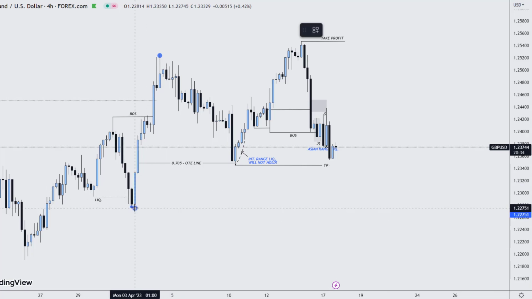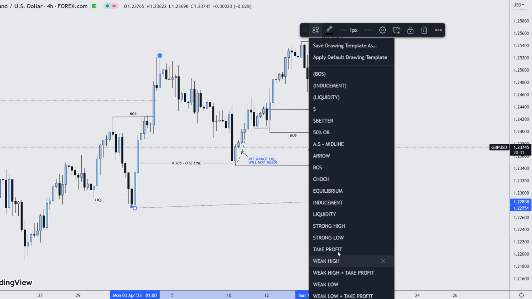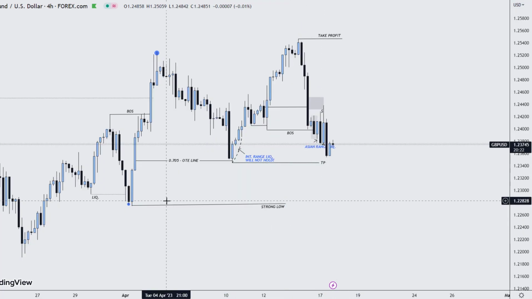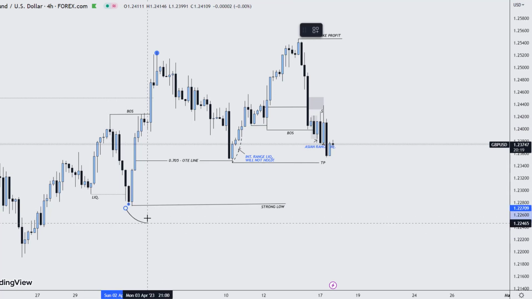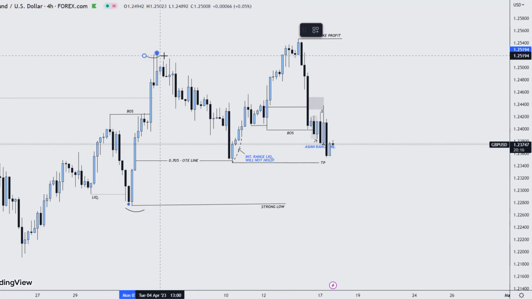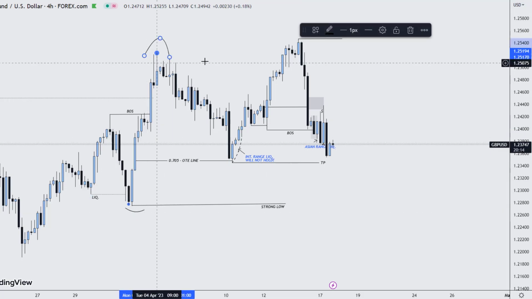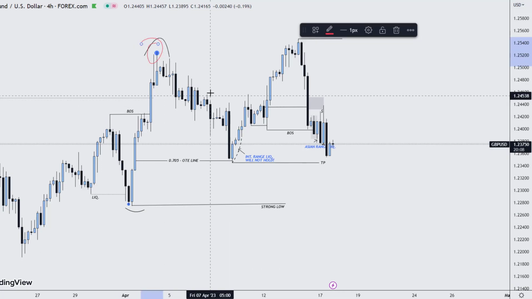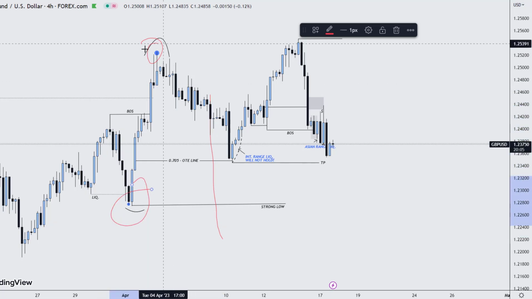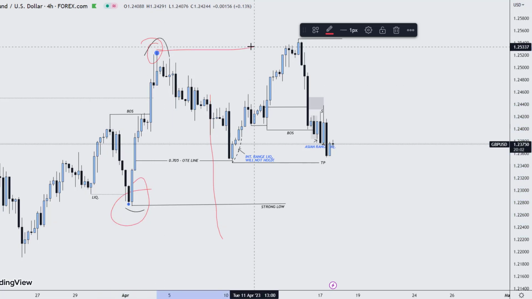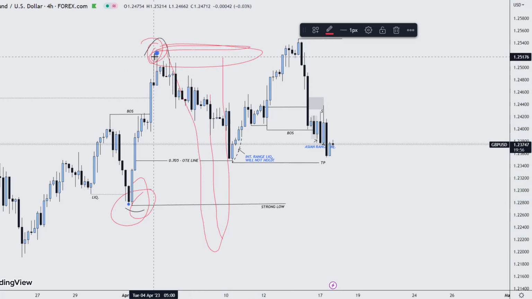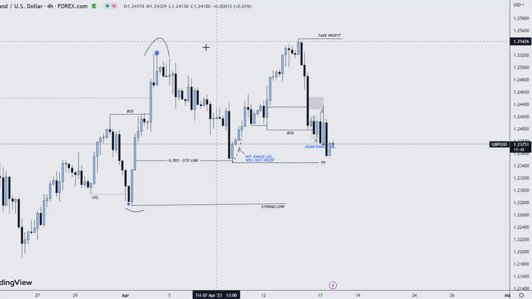And because this low right here is a strong low, let me label it strong low. This low is a strong low because this low created this high. This high right here failed to break through this strong low, so this high right here is a weak high, because it failed to break through this strong low. So this is for sure a weak high, and we are looking for this high to get taken out.